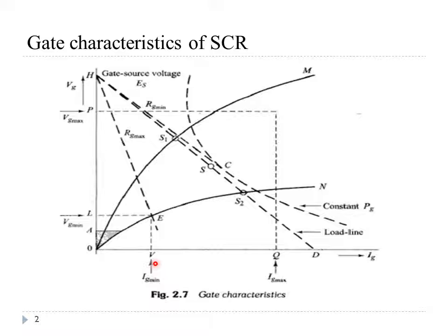OL and OV. This region is defined by the minimum value of the gate voltage and the current required to trigger all devices at minimum rated junction temperature. So it is the required minimum value of gate voltage and current required to trigger all the devices. If we want to trigger the devices, then it should be operated in that region. It is the forbidden region for the firing circuits.